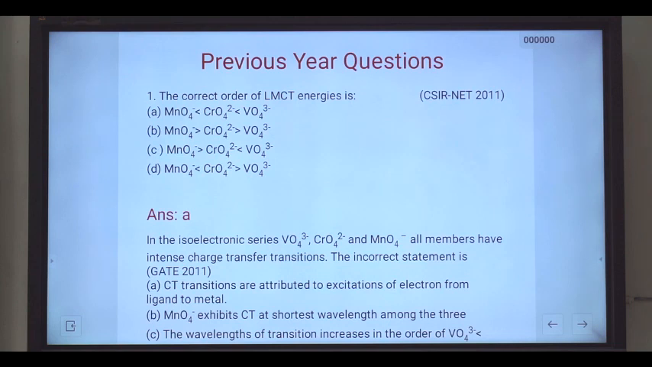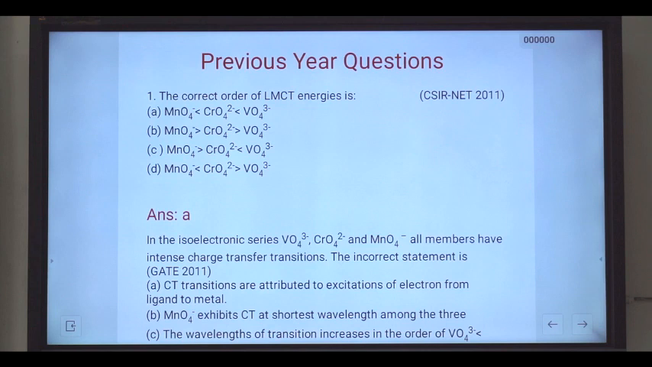So in this question, we have to find out what is the order for the LMCT. LMCT means ligand to metal charge transfer. In this case, what are the metal ions which are involved? That is vanadium, chromium and manganese. The ligands are the same: VO4 3 negative, CrO4 2 negative, MnO4 negative, that is the separate case.